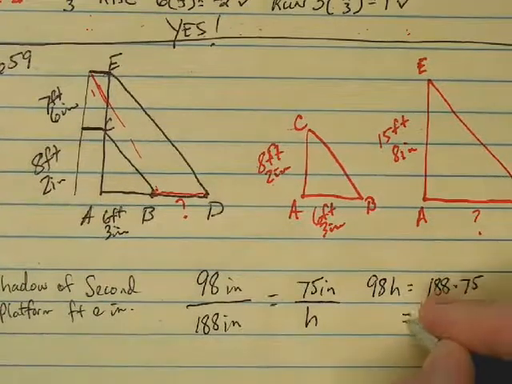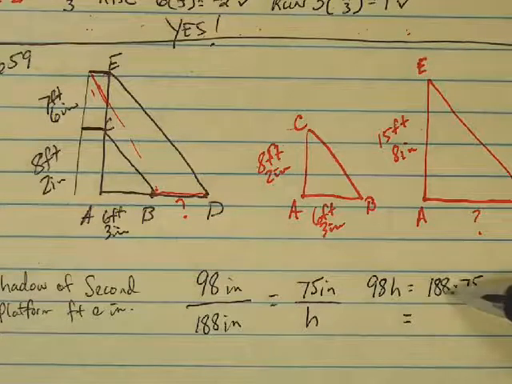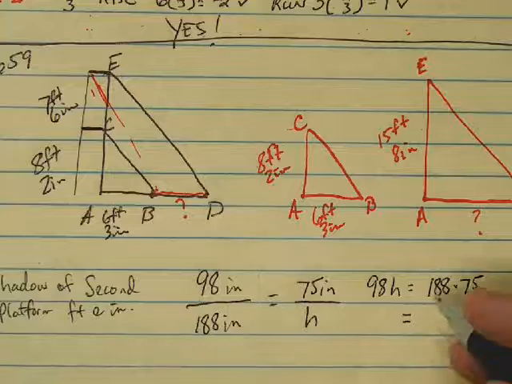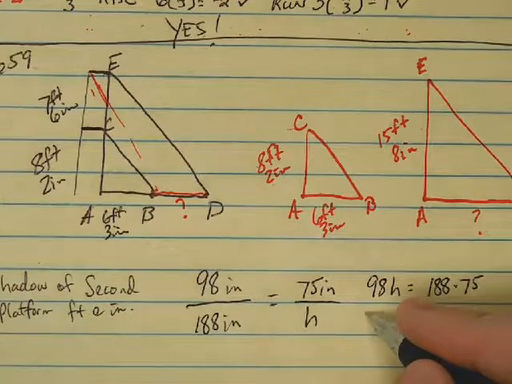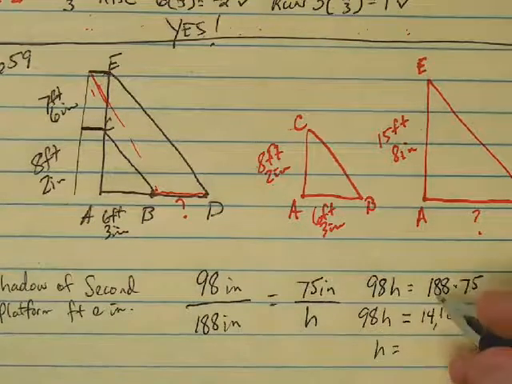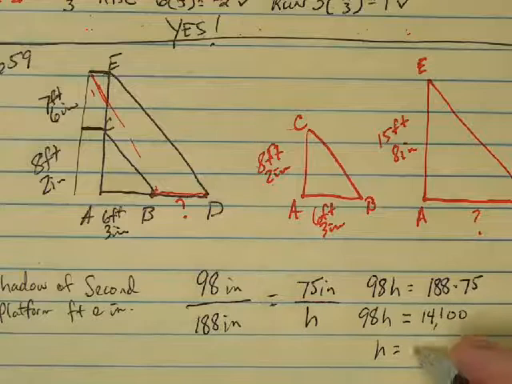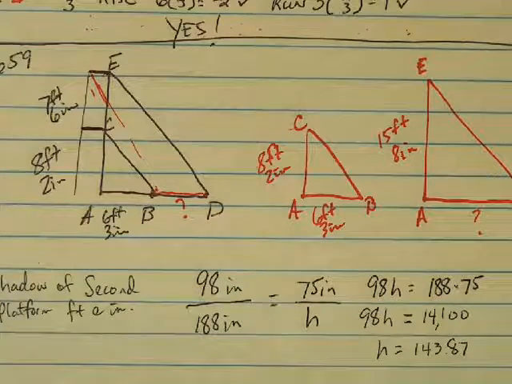All right, somebody out there get your calculator going for me. Lily, you got yours? Okay, what's 188 times 75? I'm going to write that big number down. 14,100. Now divide that by 98. It's probably not an even number, which is okay. 143.87, like that.